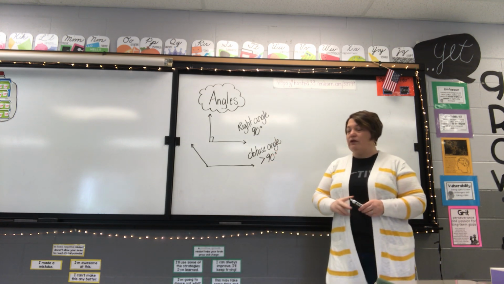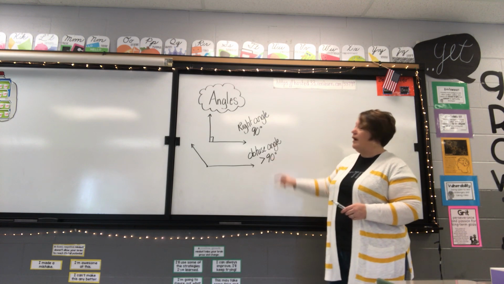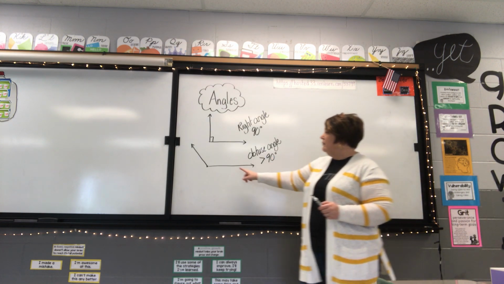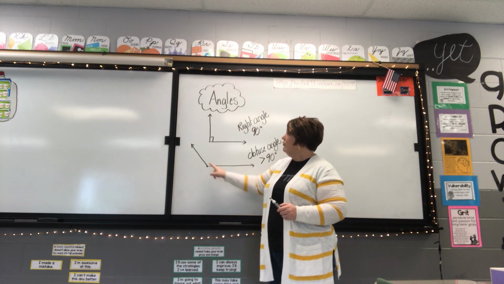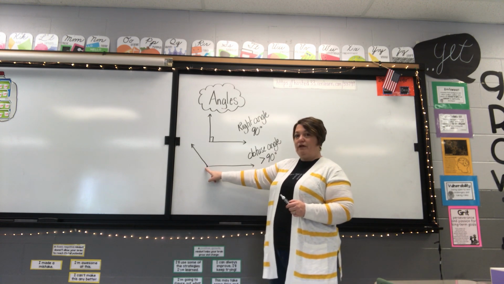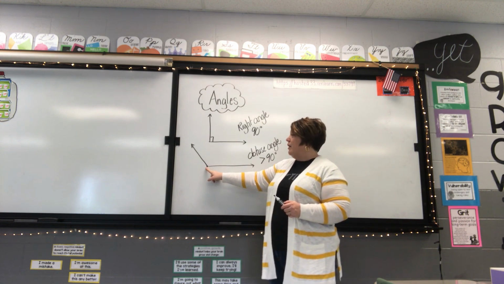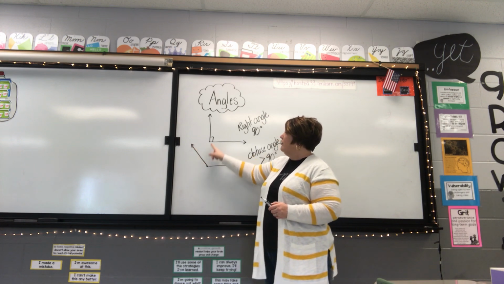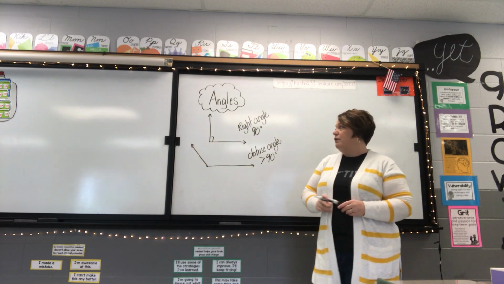So an obtuse angle is greater than 90 degrees. It's still made up of your two rays. They still meet at a vertex, but the obtuse angle is larger, as you can see, than the right angle.